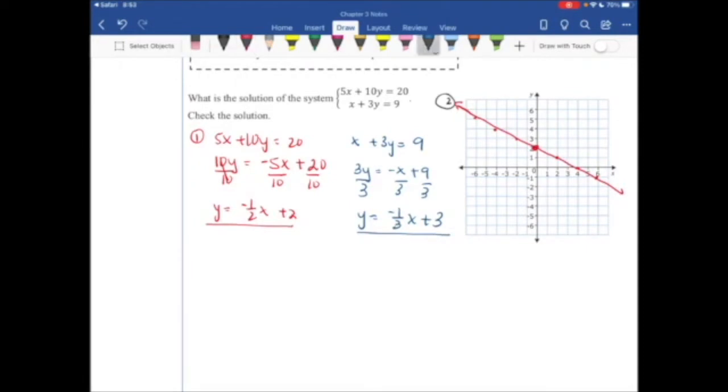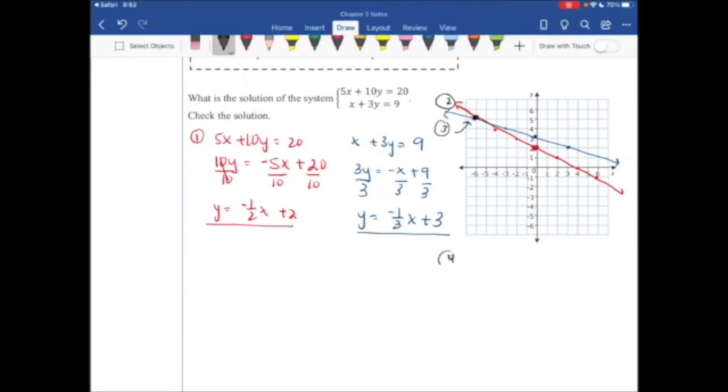Same thing with the other one, we start at positive 3, but now we have a slope of negative 1/3, so down 1 and over 3, and up 1 and over 3 in the opposite direction. And we can connect these points. Now, for our third step, we want to find where our intersection point is, which is right here.